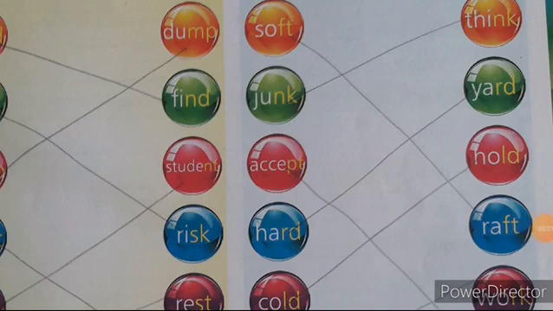So according to the terminal blend sound, you can match, children. Soft. You can match with raft. Both end with the sound ft. The terminal blend is ft. Soft, raft. Junk, think. Ink sound. Accept. The sound is t. Hard, yard. Next one, cold, hold. Cold should match with hold. Next, clerk, work. So the terminal blend means the last sound of each word should be matched. You have to match according to the terminal blend.